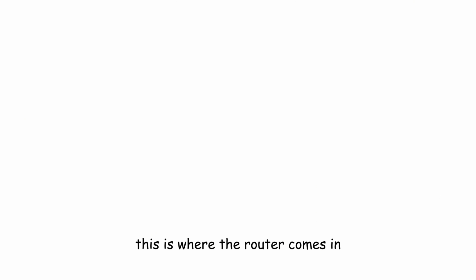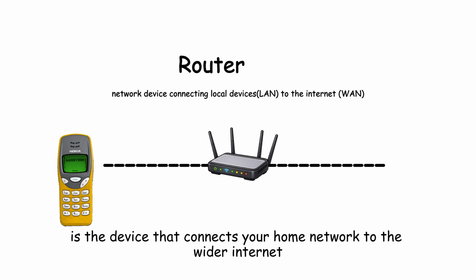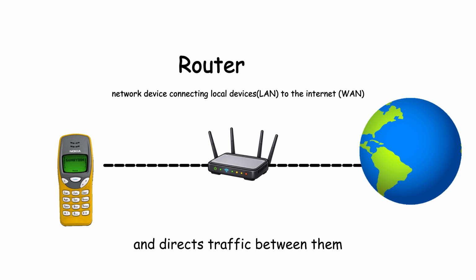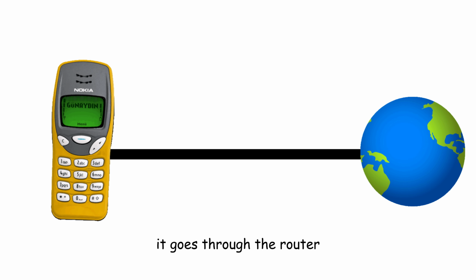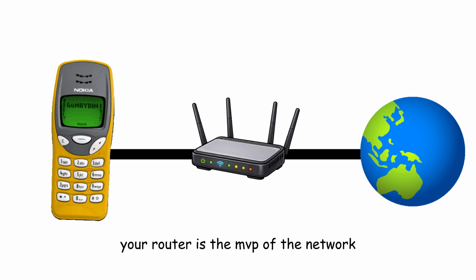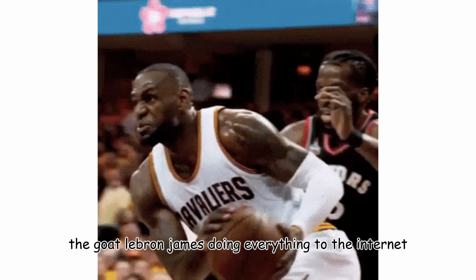This is where the router comes in. A router is the device that connects your home network to the wider internet and directs traffic between them. Your phone doesn't talk to the internet directly. It goes through the router. Your router is the MVP of the network. The GOAT, LeBron James, doing everything.